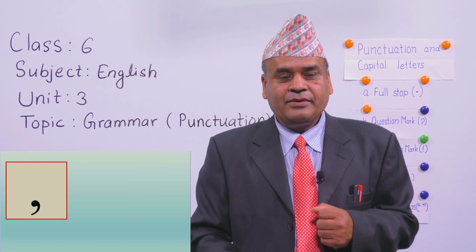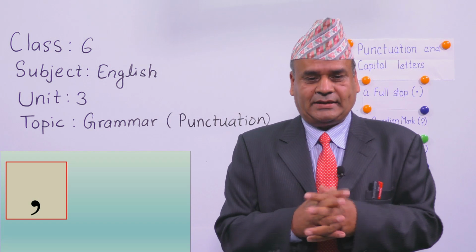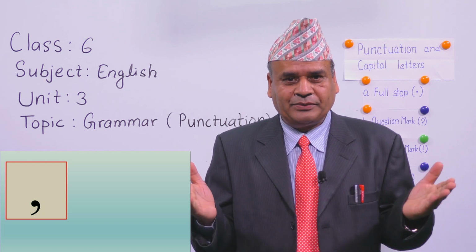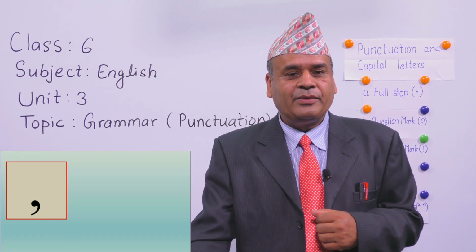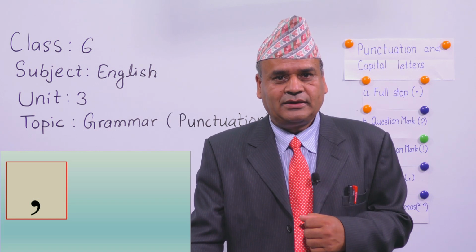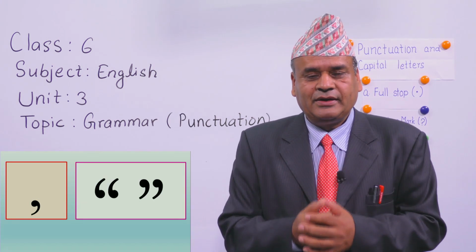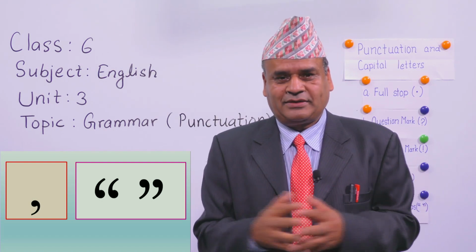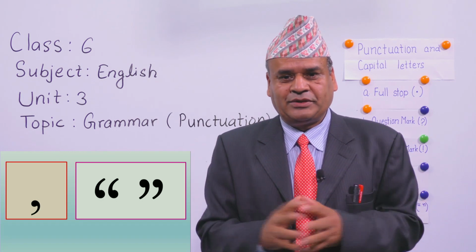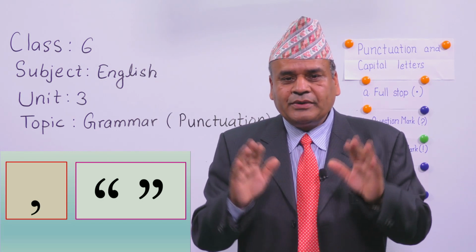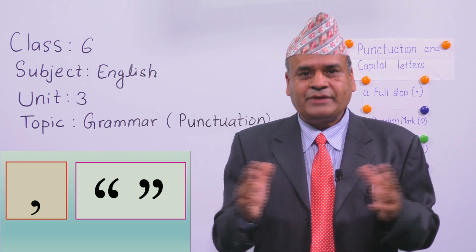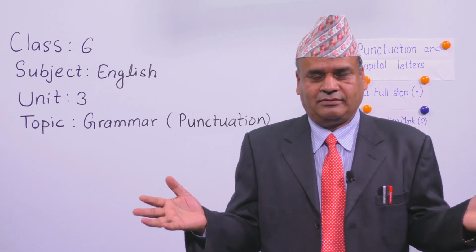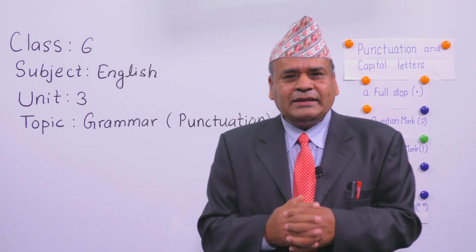So I'm going to show you the next sign or mark. What's this? Yes, it's a comma. Right? Thank you. And we use other marks as well. And what's that? Yes, quotation marks. That means inverted commas, you see. So there are different marks or signs that you see in your book or newspaper or magazine.